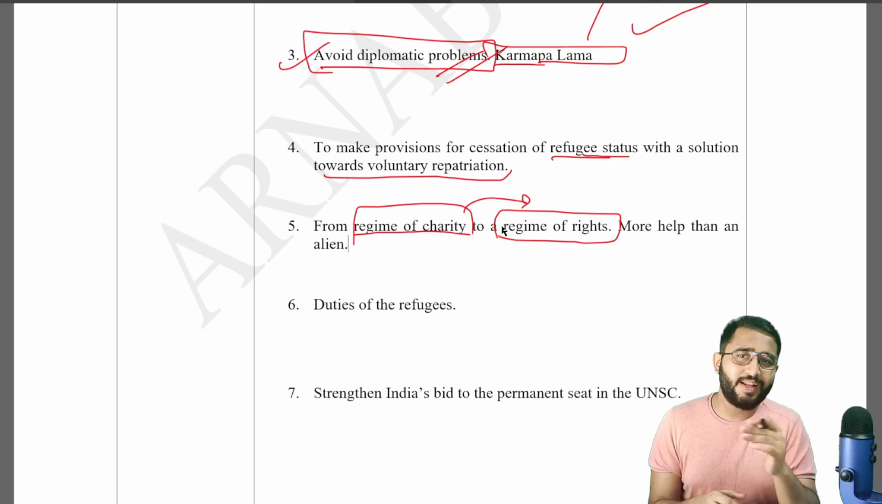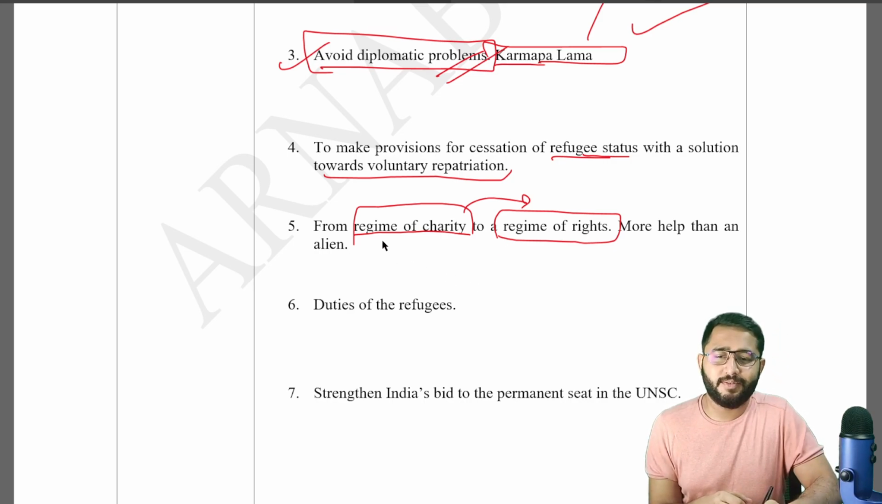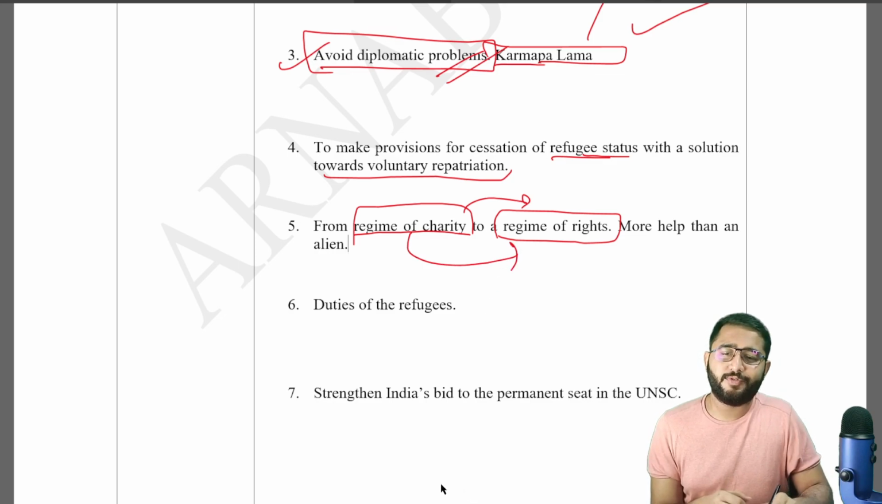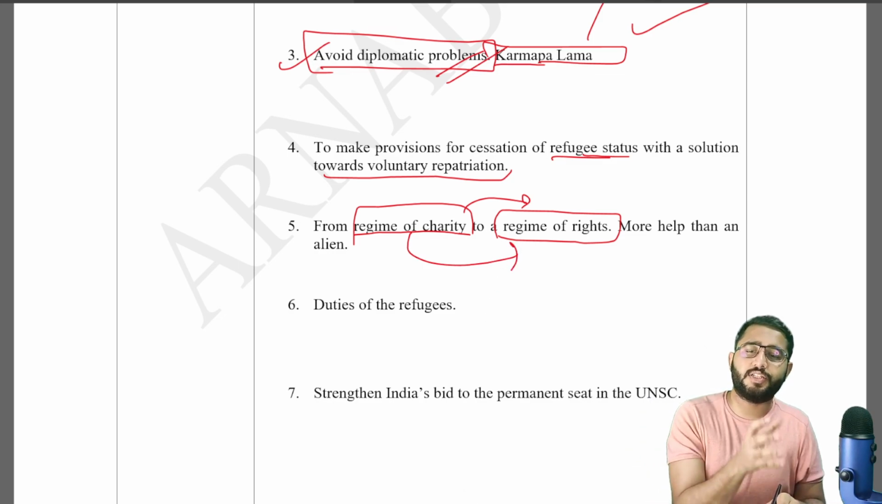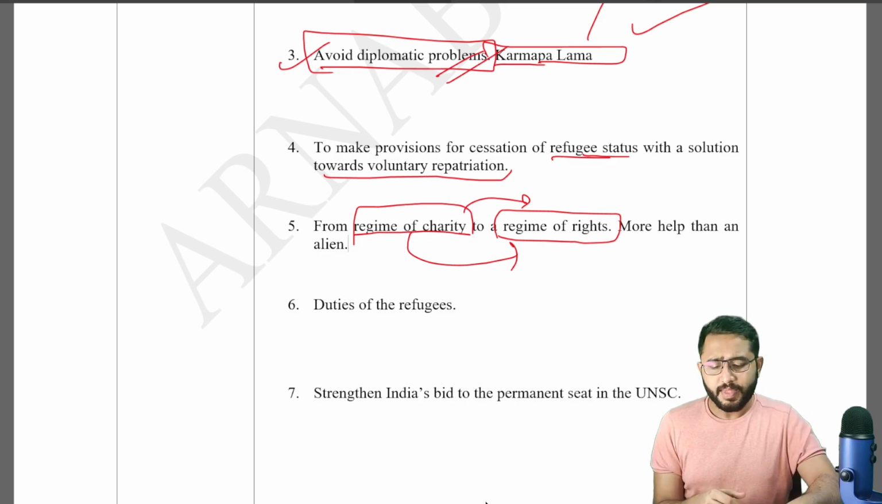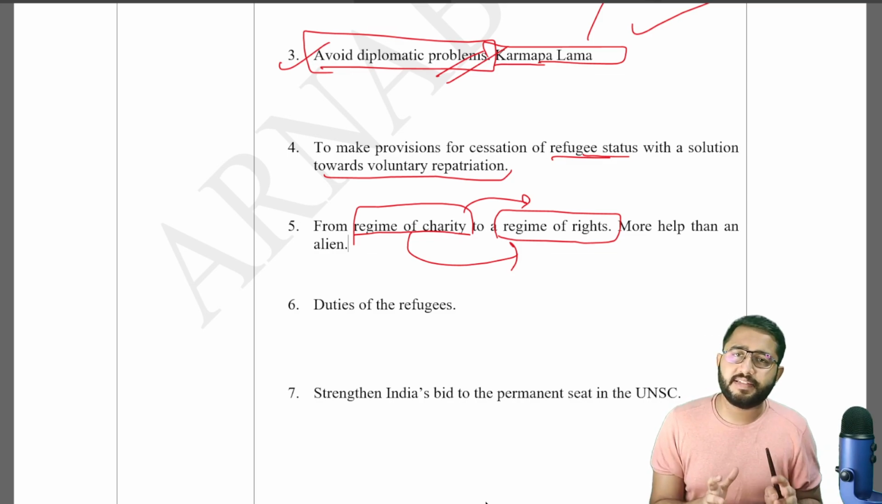Right? So when you write an answer like this, you're bound to get a lot more marks than a person who has no idea what this means. So in this case, what does it mean? What does it mean to have a regime of charity change into a regime of rights? It means that the constitution does say that everyone will be treated on par as an alien.